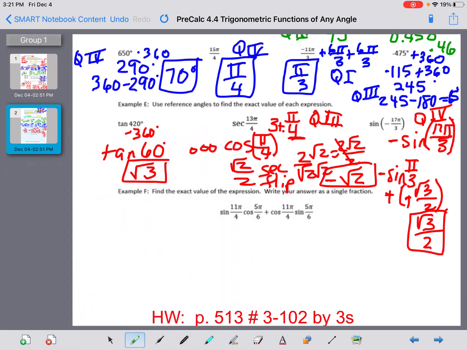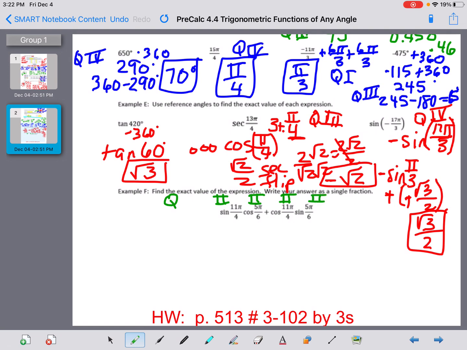All I'm going to do right now is list what quadrant everything's in. 11 pi over 4. So 12 pi over 4 would be 3 pi, right, which would be right at the 180 mark. So I'm going to say this is quadrant 2 because I'm just shy of that, right? 5 pi over 6. Well, that's on my unit circle. 5 pi over 6, that's in the second quadrant, right? Cosine of 11 pi over 4, that's still the same as the other one, so that's also in quadrant 2, and 5 pi over 6 again. Everything's in quadrant 2. Great to know.